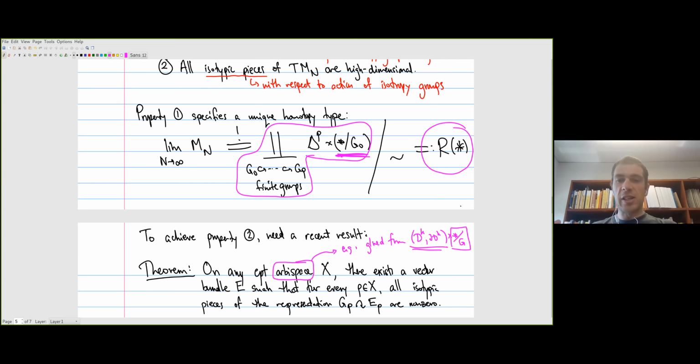Okay, so this theorem essentially says that there are enough vector bundles on any such orbispace. On a compact orbispace, you can find a vector bundle such that at every point, all the isotypic pieces of the representation are non-trivial. That is, said more elementarily, you take E_p, and every isomorphism class of irreducible representation of G_p appears in E_p at least once.